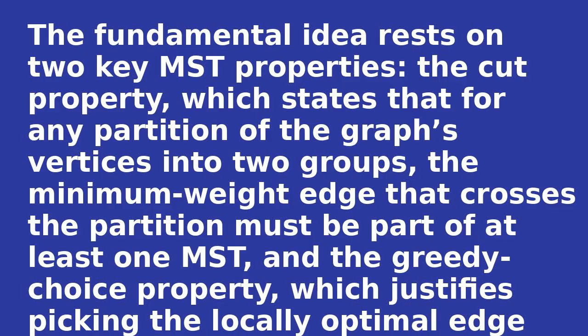The fundamental idea rests on two key MST properties. The cut property, which states that for any partition of the graph's vertices into two groups, the minimum weight edge that crosses the partition must be part of at least one MST. And the greedy choice property, which justifies picking the locally optimal edge at each step because such a choice never eliminates the possibility of obtaining a globally optimal tree.